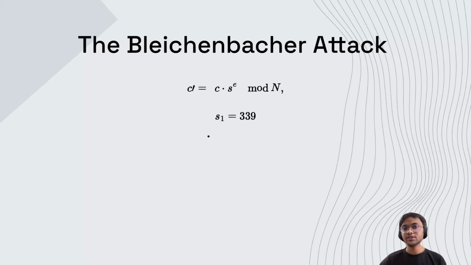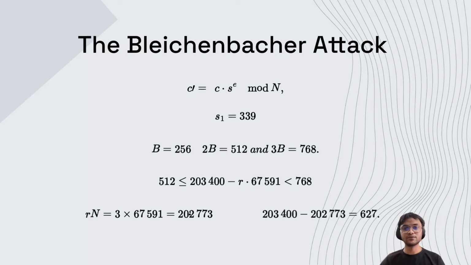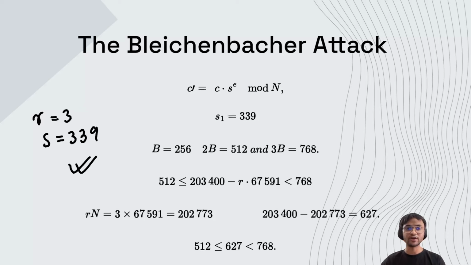Now, we try to find a valid R. We need an integer R such that this expression lies in the range 512 to 768. Let's test R equals 3. For R equals 3, this expression evaluates to 627, which is indeed in our given range. That means R equals 3 and S equals 339 is a valid combination for our attack.